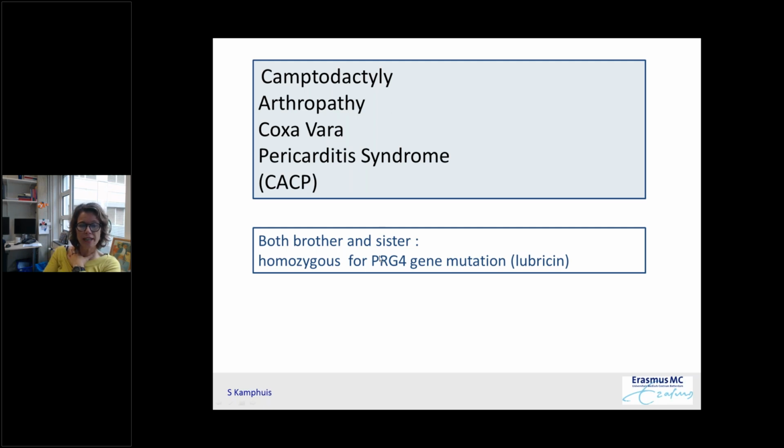And indeed, this is a genetic disease, a genetic disorder of the tissue. It's called lubricin, but of the fibromuscular tissue. So the fibrous tissue, I should say. And both had a homozygous mutation.